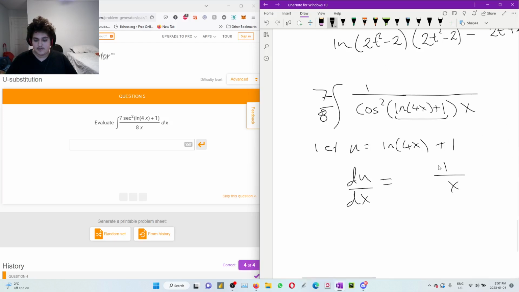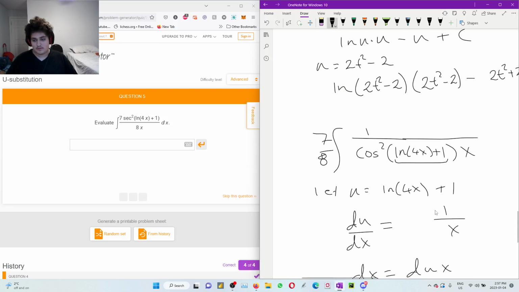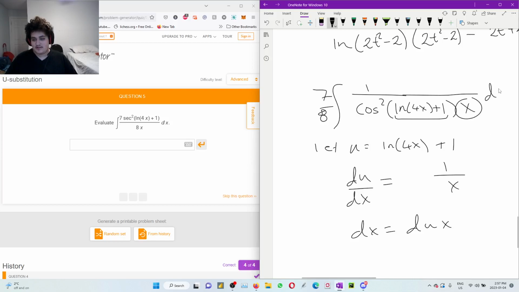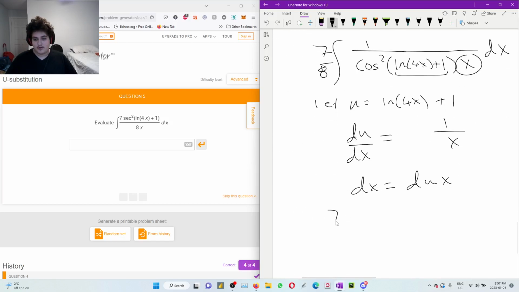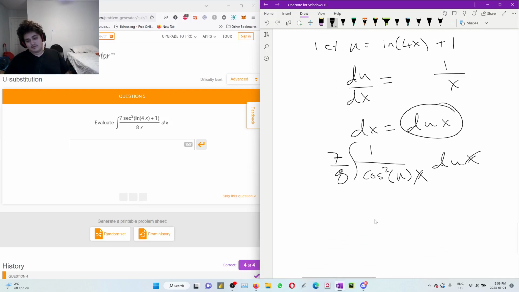Okay. So that's this. That means, of course, that dx equals du times x, which is going to cancel with this. Oh, I forgot to write the dx here, my bad. So now we have 7 over 8 times 1 over cos squared of ln, well, no, sorry, this is just u, cos squared u over x, and dx we're going to sub in du times x. These cancel. Okay, so now we have this function.